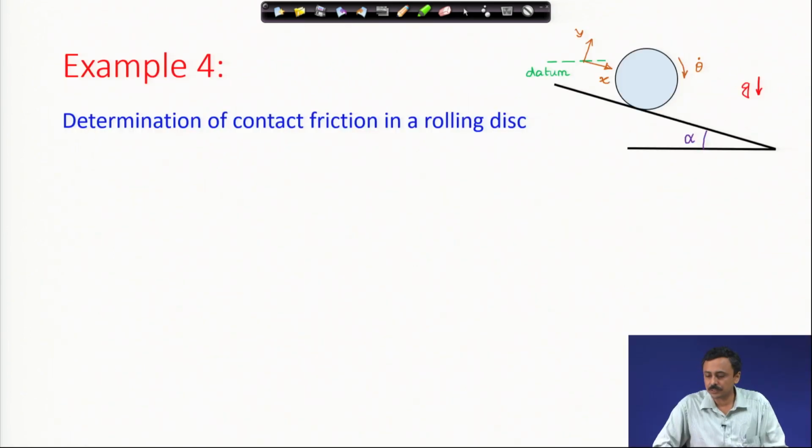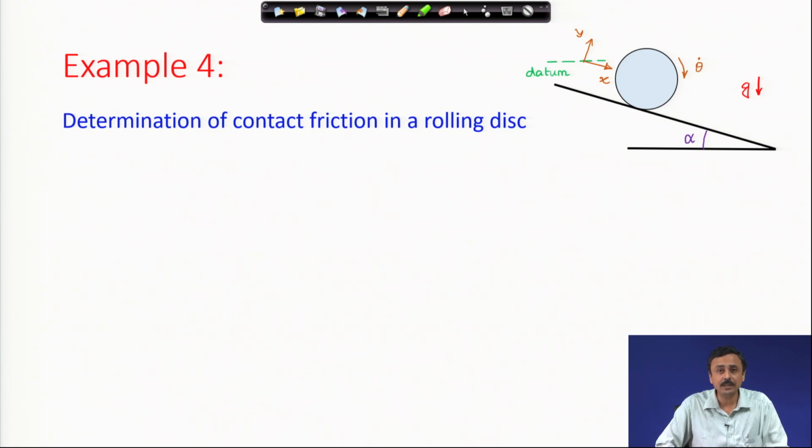Now, we come to this rolling disc on an incline in a uniform gravitational field. We want to find out the friction force at the contact. When we derive the equation of motion for such a system using the analytical mechanics approach, we never worried about the constraint forces, never worried about any internal forces. But now we are going to selectively determine the friction force at the contact.